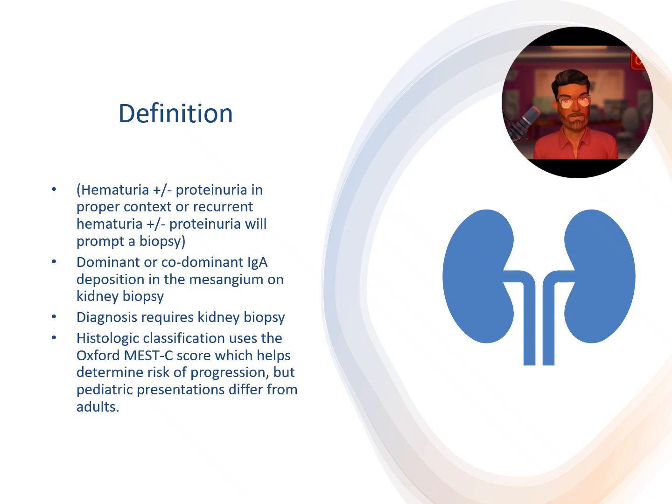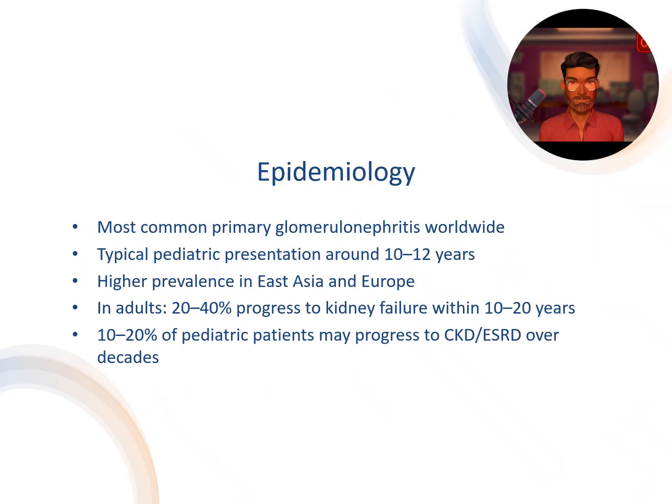The biopsy is important as the classification uses the MESC scoring, which evaluates the location and severity of the inflammation, which is not really necessary for you to know, but it does help determine the risk of progression in adults. However, pediatric histologic findings do differ from adults, so the jury is still out in the pediatric context.